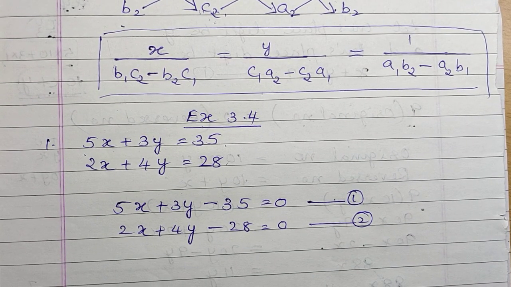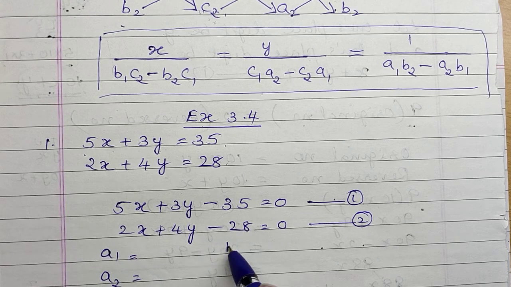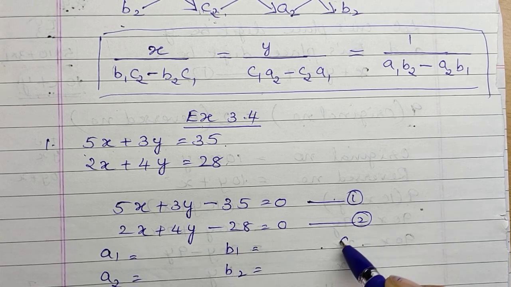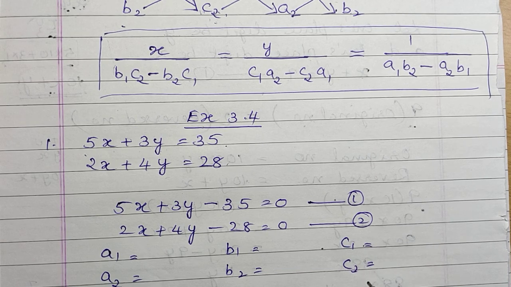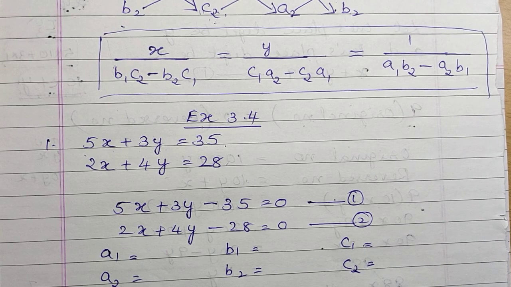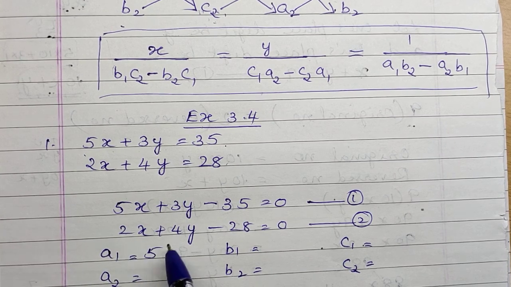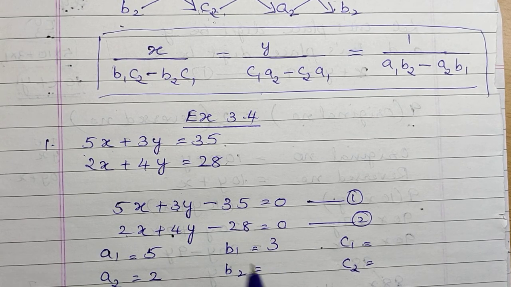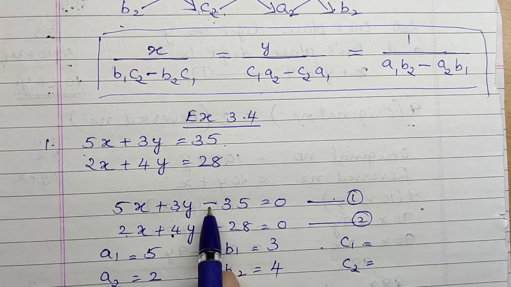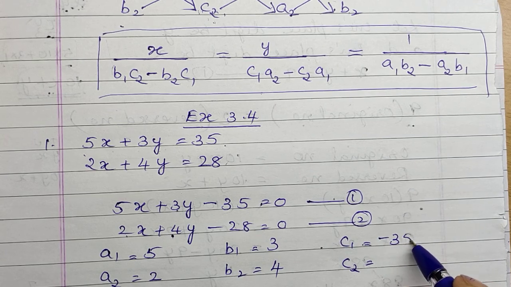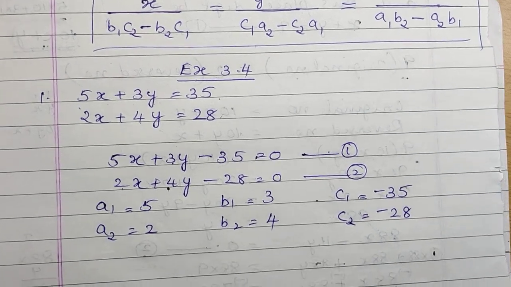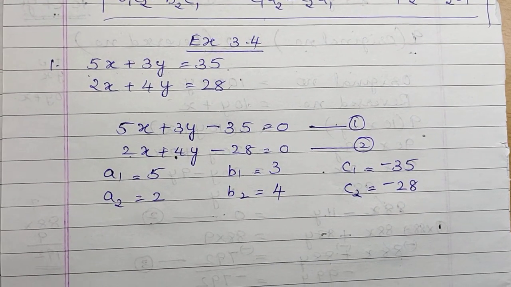Just compare it with our general form of the pair of linear equations and write the coefficients a1, a2, b1, b2 and constants c1, c2. What is a1? It is 5. a2, 2. b1, 3. b2, 4. c1, minus 35, the sign you have to write. And c2 is minus 28. So now you have all the values a1, a2, b1, b2, c1, c2.